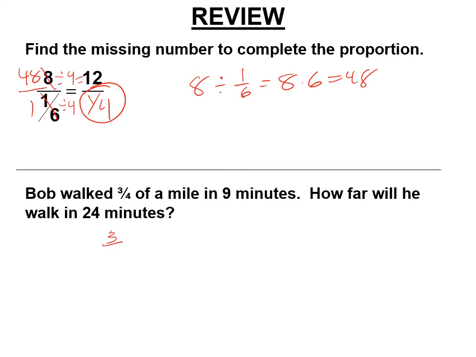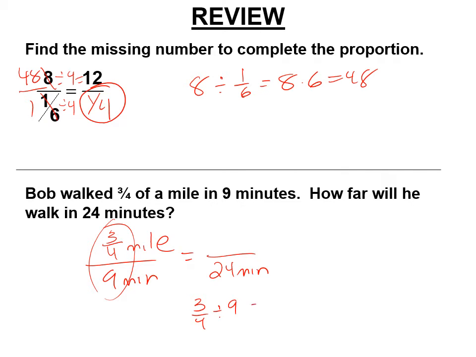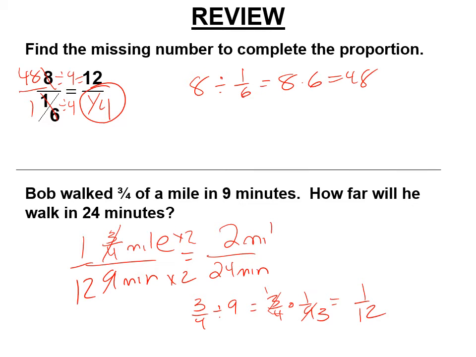Bob walked 3/4 of a mile in 9 minutes. How far will they walk in 24 minutes? Okay, so again, 9 times what is 24? It doesn't really work. We're going to simplify our fraction. 3/4 divided by 9 equals 3/4 times 1/9. Multiply by the reciprocal. 9 and 3 cancel. 9 becomes a 3. And you get 1/12. So this first fraction now simplifies to 1 over 12. 12 times 2 is 24, so 1 times 2, that means it'll be 2 miles in 24 minutes.